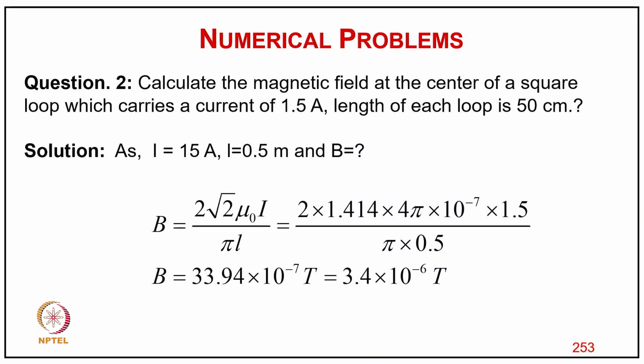So I is 15 ampere and length is 0.5 meter, and we have to calculate the flux density. So flux density is 2 root 2 mu 0 I upon pi L. So keeping the value, we get the flux density of 3.4 into 10 power minus 6 Tesla.